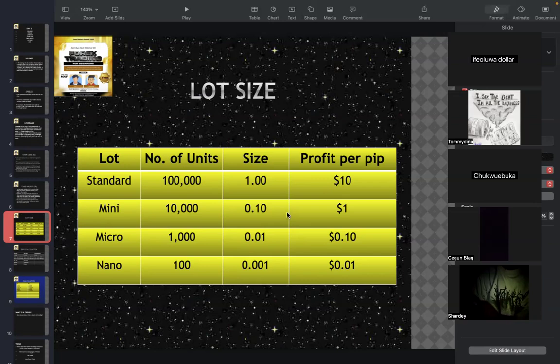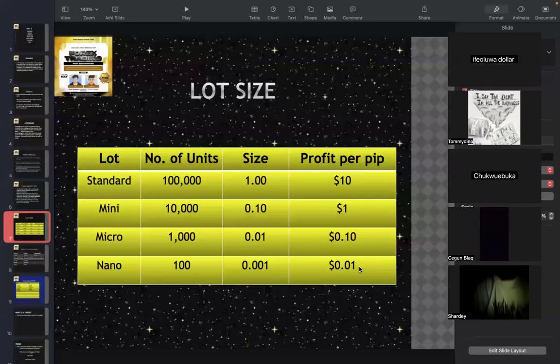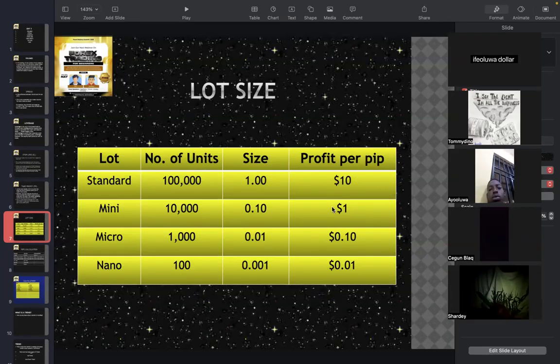If I'm making $1,000, you will be making $100. That's it. It's just so simple like that. That's the difference between the profit per pip, because you can't use a $10 lot size while someone else uses the 0.01 lot size and expect you both to make the same profit. No, it's not possible. The lot size you use will determine the amount of money you are going to make.